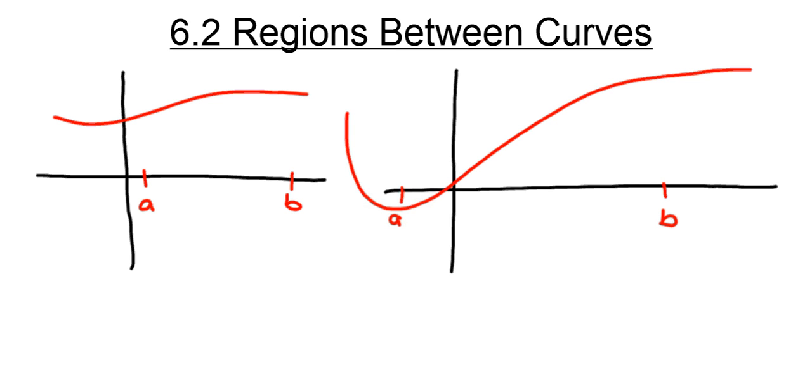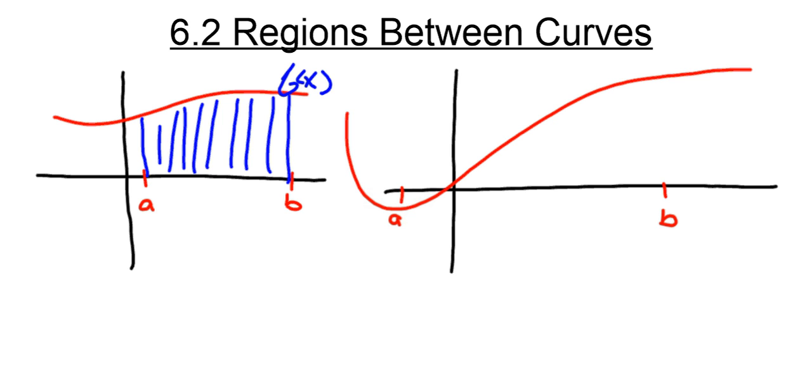6.2, regions between curves. In this section, we know we've been working with the area between some function, we'll call it f of x, and the x-axis. So we've been trying to find this area under the curve. And remember, we've been drawing rectangles originally, and then we were trying to sum up our rectangles, doing that slice and sum. We're slicing it up, summing them up, and finding the total area.